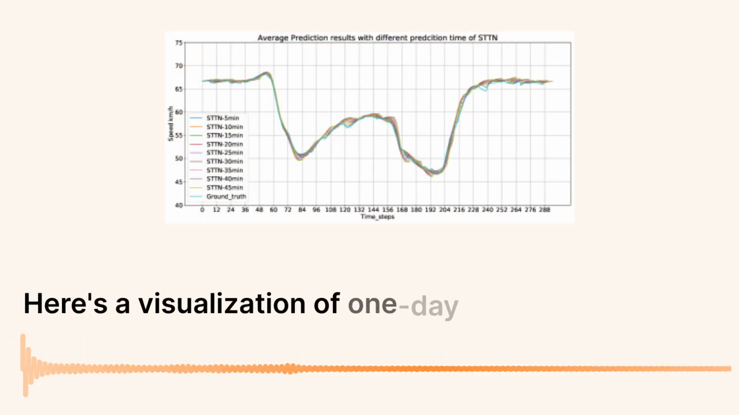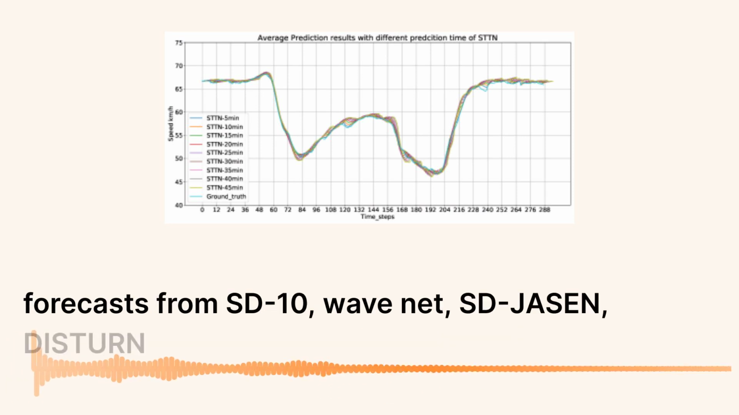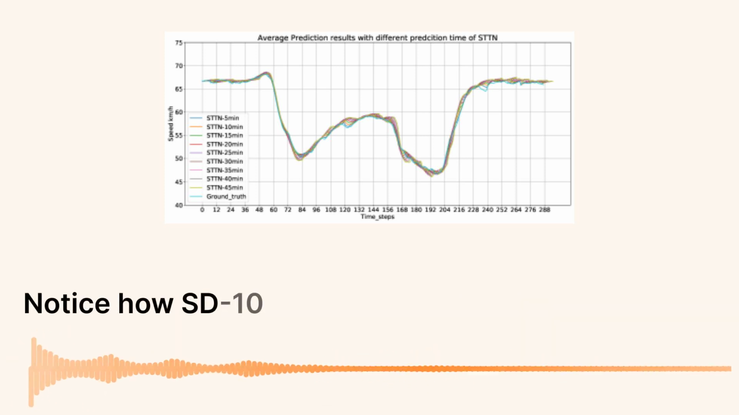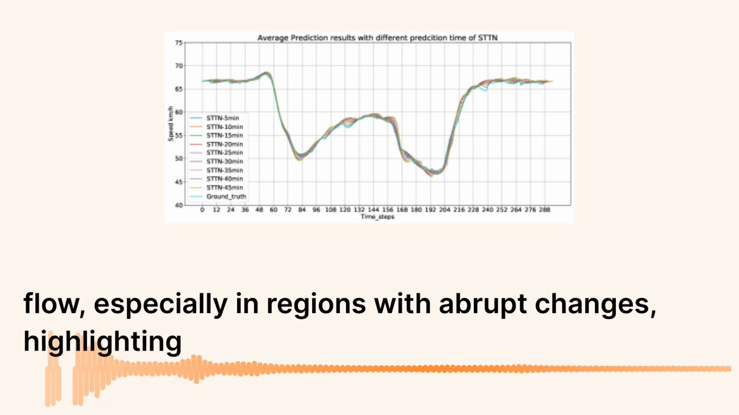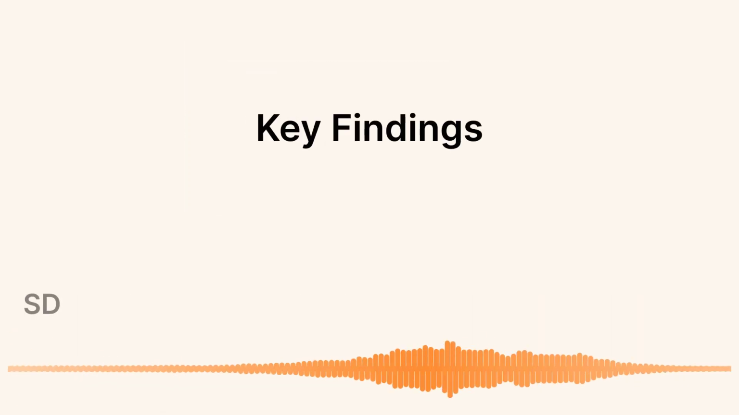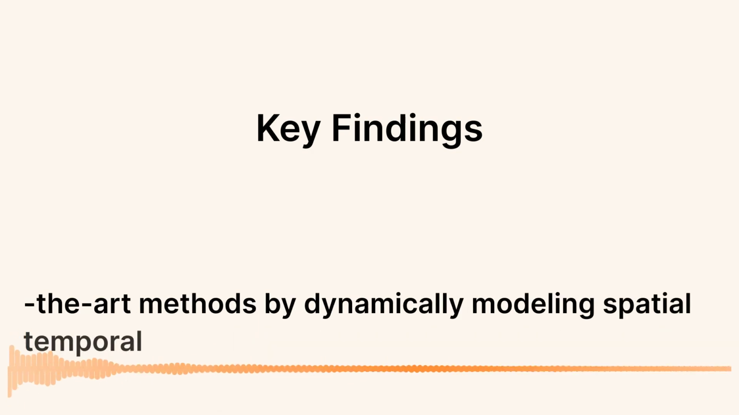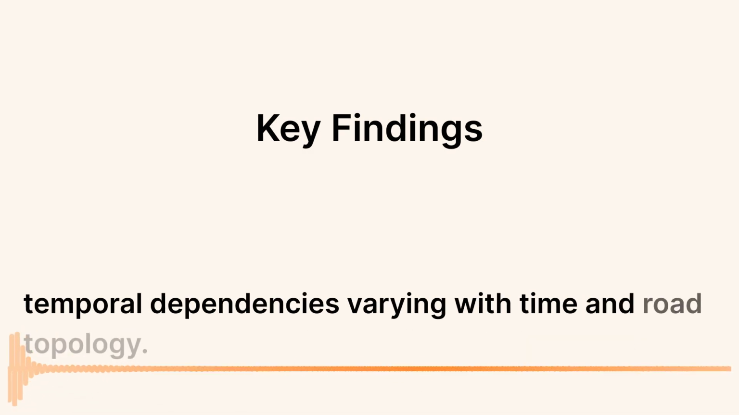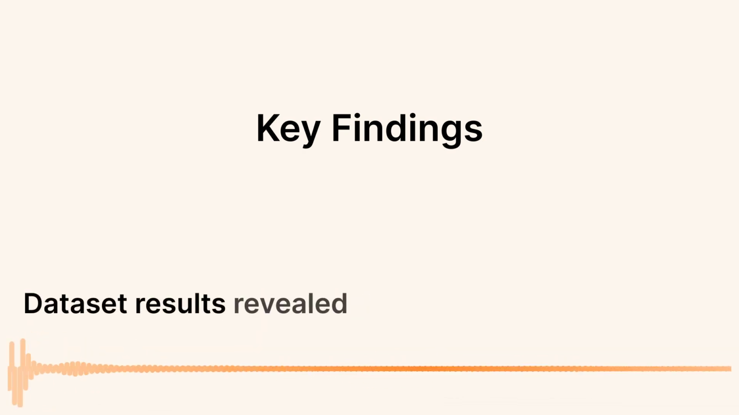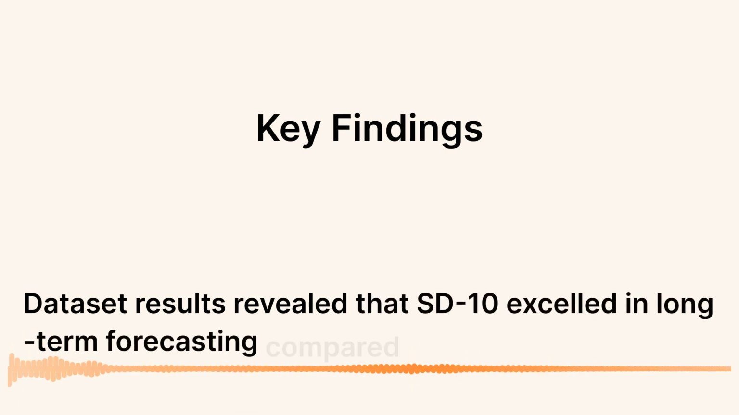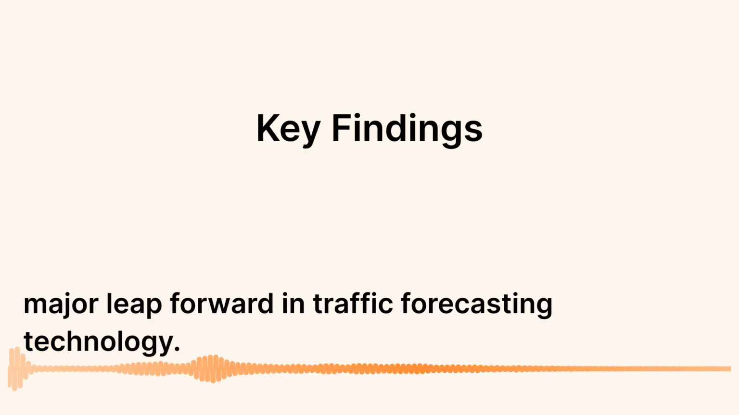Here's a visualization of one-day traffic flow forecasts from STTN, GraphWaveNet, STGSN, and DSTRN models. Notice how STTN closely follows the actual data flow, especially in regions with abrupt changes, highlighting its superior predictive power. STTNs manage to outperform existing state-of-the-art methods by dynamically modeling spatial temporal dependencies varying with time and road topology. For instance, the PEMS-7M dataset results revealed that STTN excelled in long-term forecasting compared to its counterparts, a major leap forward in traffic forecasting technology.